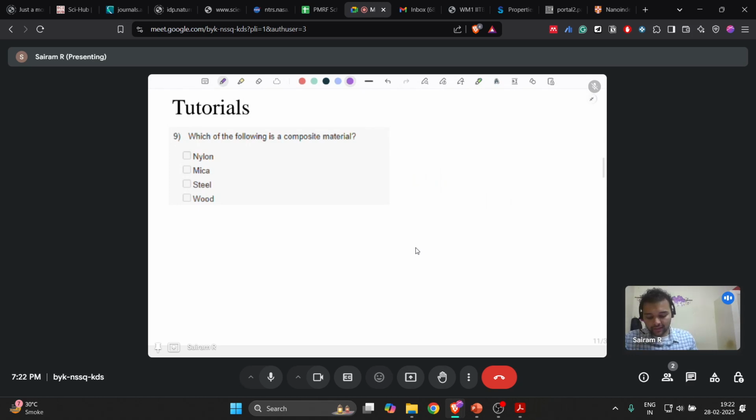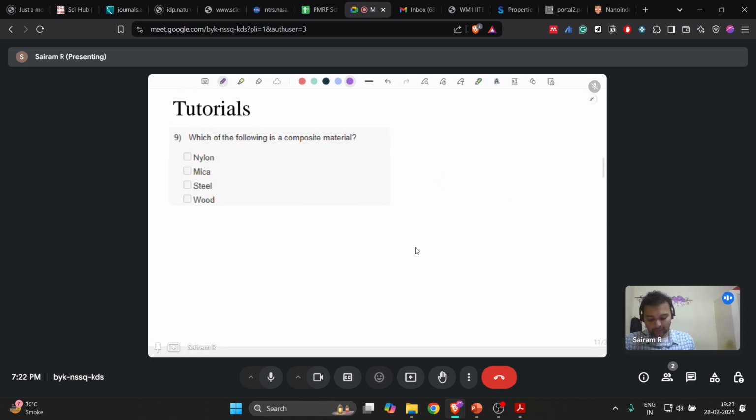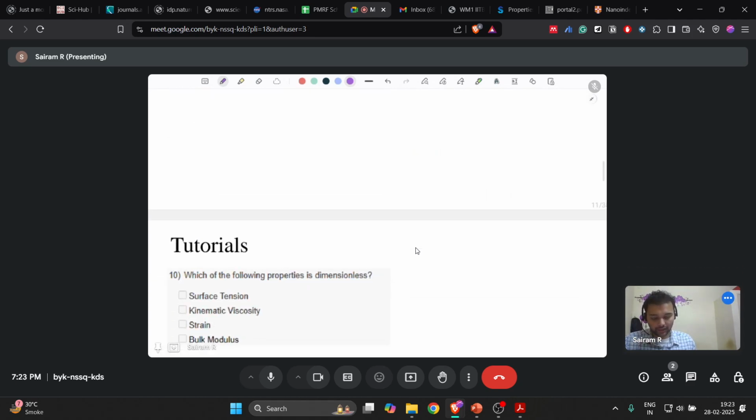Which of the following is a composite material? Nylon is a polymer, steel is a metal, mica is not the answer. So the only possible answer that could be a composite material is wood. Why is wood a composite material? Because it has a substrate and it has wooden fibers running through its cross section in different directions, so as to provide more support and stability.